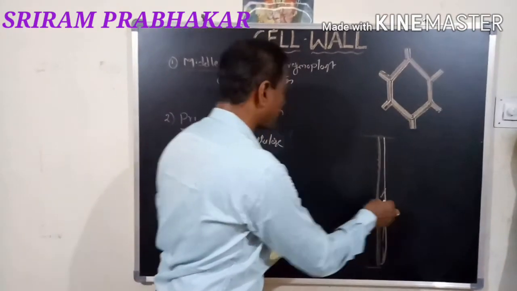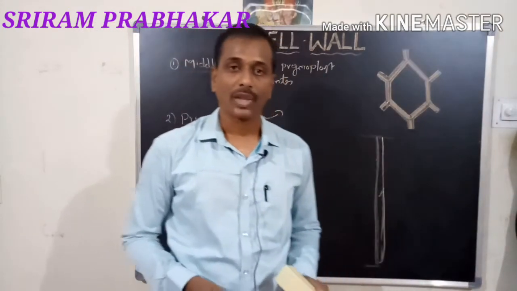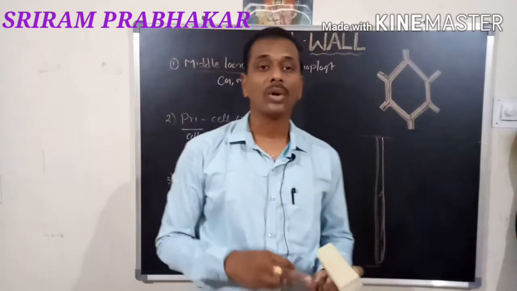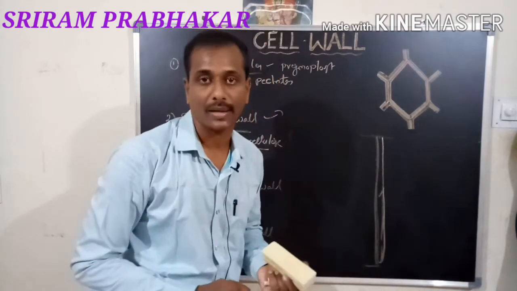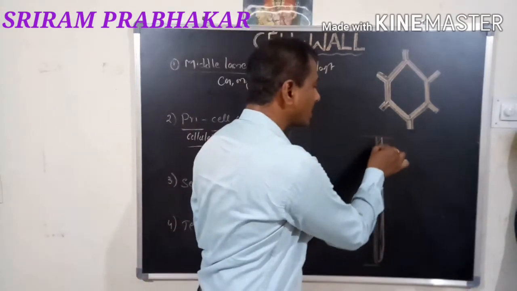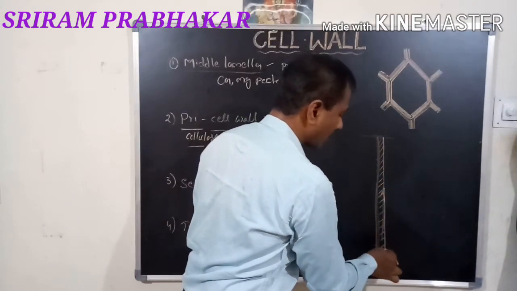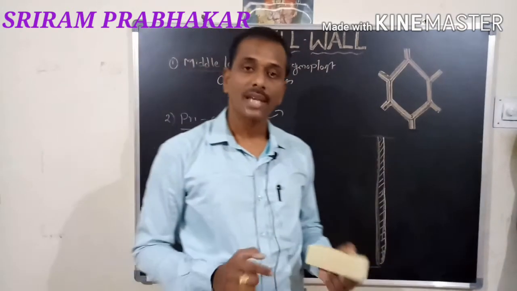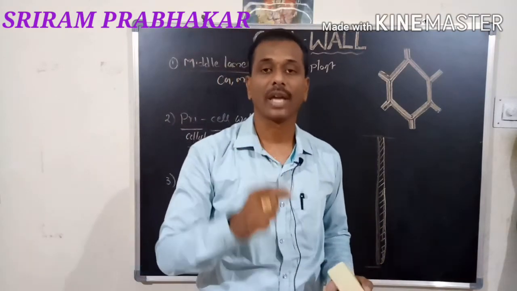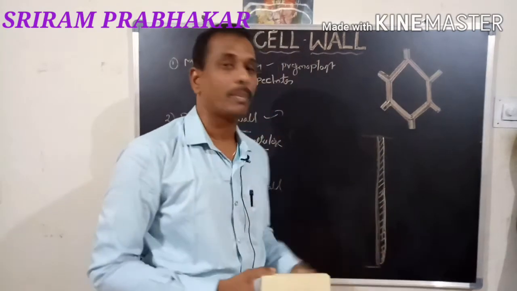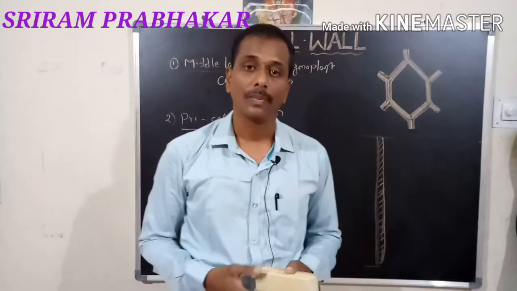The primary cell wall is made up of cellulose and hemicellulose fibrils. In this primary cell wall, most of the material is hemicellulose, and a little bit of cellulose is present. Due to the presence of hemicellulose, the cell wall becomes flexible, more flexible and permeable. It is a cell wall, but it contains cellulose and hemicellulose. Due to the presence of hemicellulose, the cell wall is permeable. That means it can transport material from one cell to another cell.